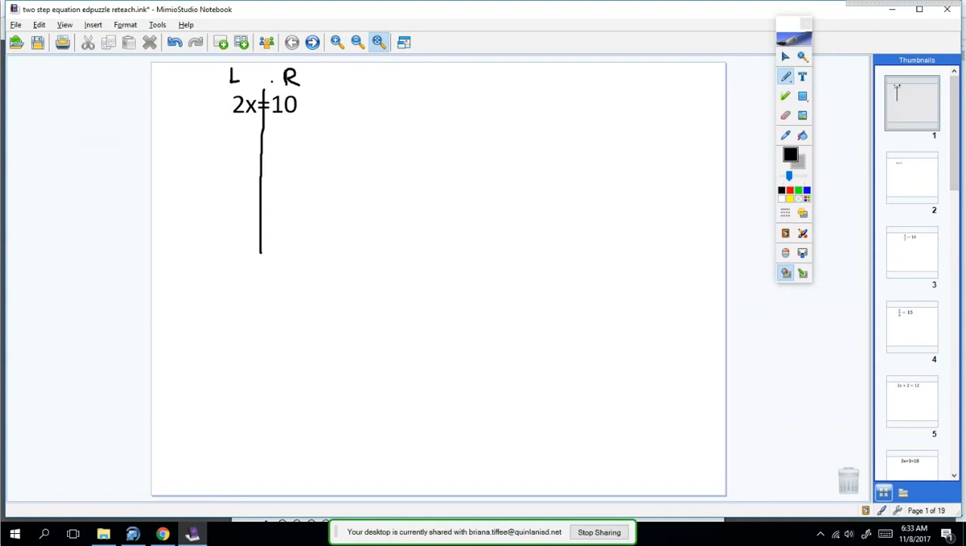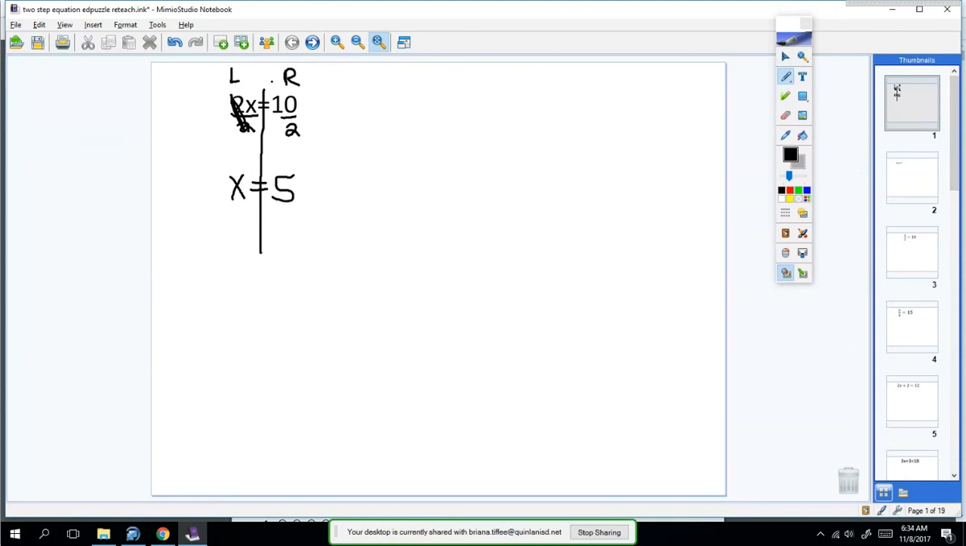I'm going to look at the left side because that's the one that has the x on it. Well, this x is being multiplied by 2. So to get rid of it, you have to do the opposite operation. And the opposite of multiplication is division. So you're going to divide 2 to both sides. So then x comes down because these cancel out. This line is my equal sign. And 10 divided by 2 is 5. So the answer is 5.